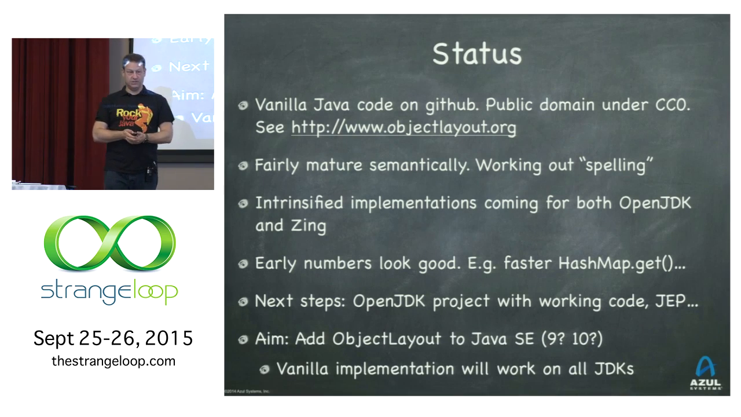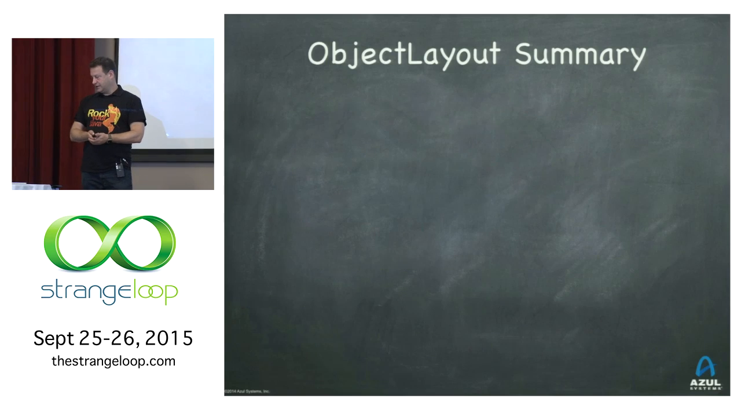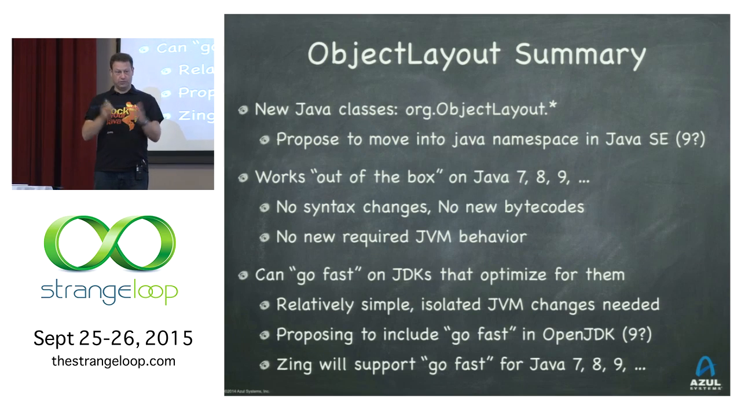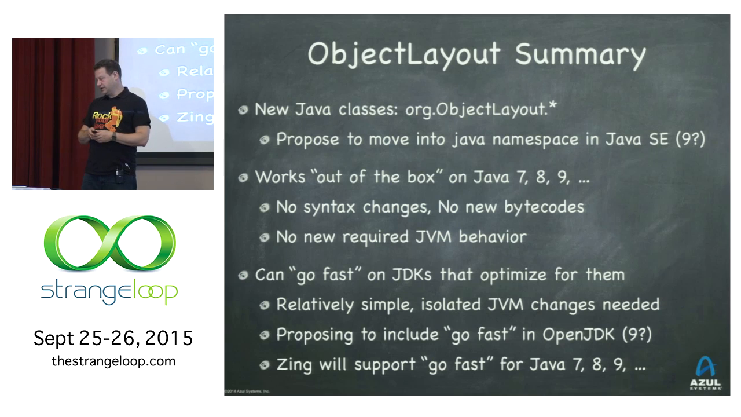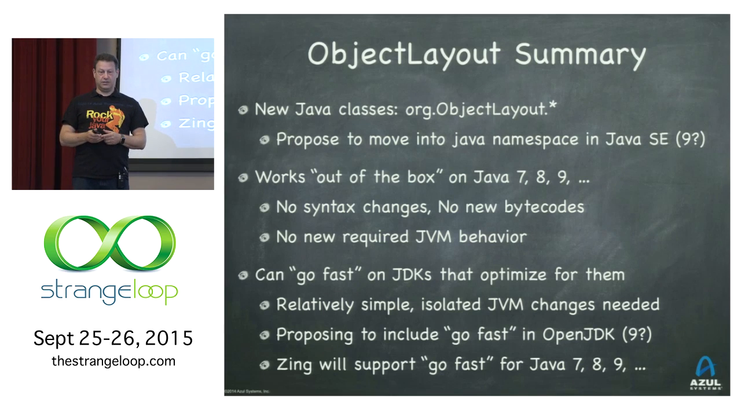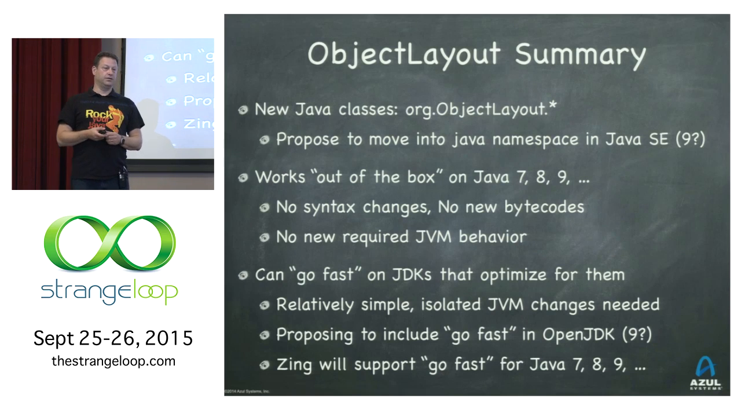The aim is to put it in some Java version in the future. We will be looking for support, hopefully from people here and elsewhere. And the really simple summary is here. New classes, no language changes, works in vanilla on any Java version 7 and above. The go-fast is an option that we hope everybody will take over time. And with Zing, we absolutely intend to make it go fast even with Java 7, so you don't have to wait for Java 9 or 10 to get the speed.